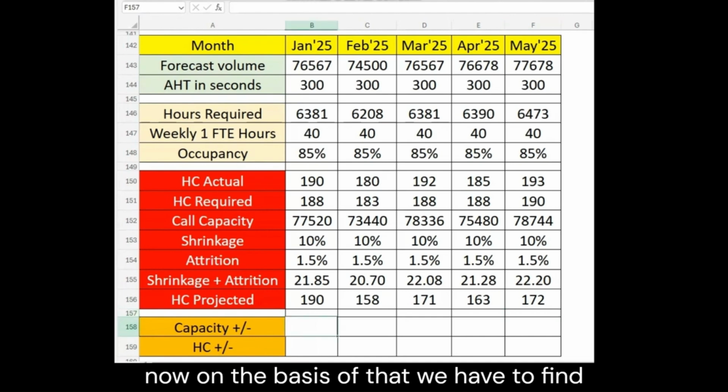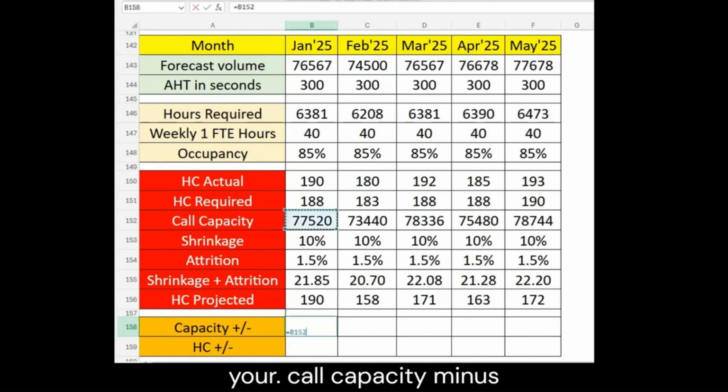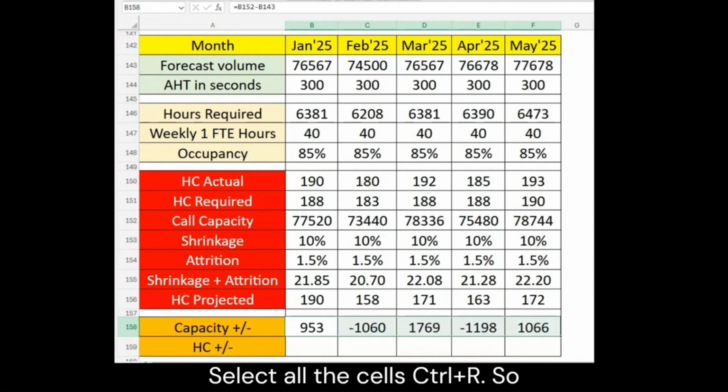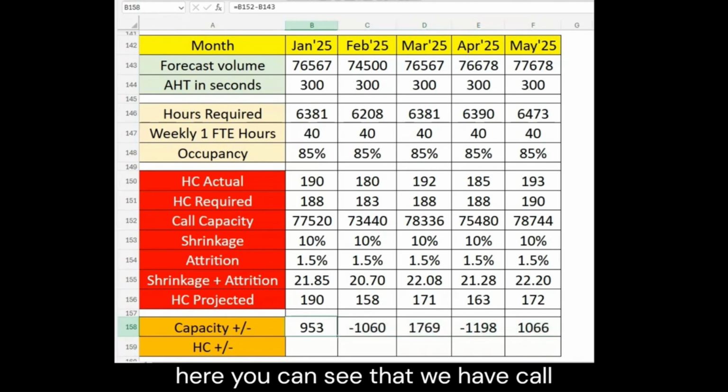Now on the basis of that, we have to find out the capacity over and under, the difference between the forecasted volume and the call capacity we have received. So here the calculation would be your call capacity minus your forecast volume. Same we have to do for other months also. Select all the cells, Control R. Here you can see that we have call capacity in positive, but for February month it is showing negative. That is absolutely fine. We do not have to be too concerned about it. This is something we can adjust with the help of schedules we have, right?